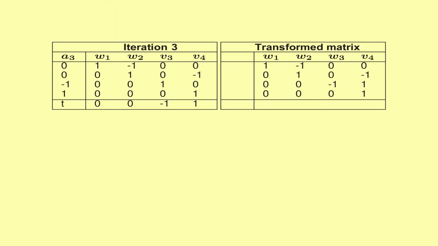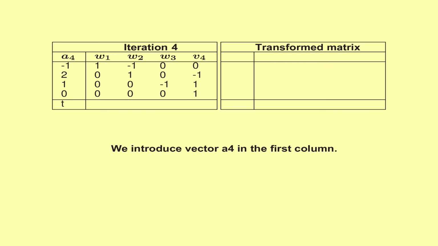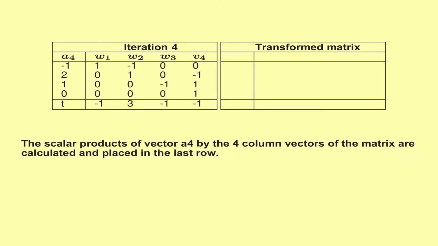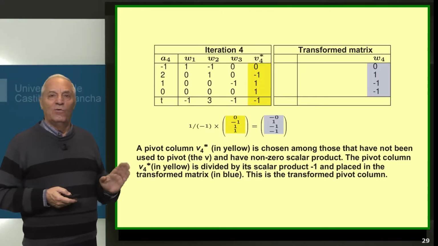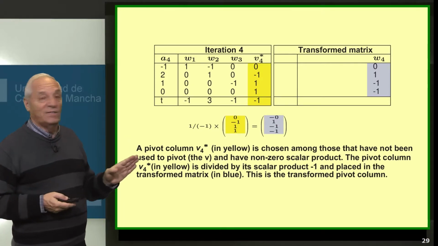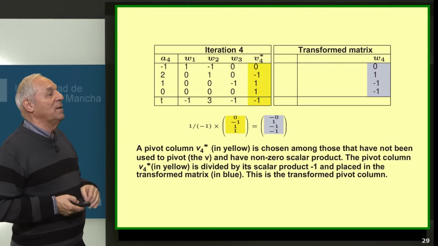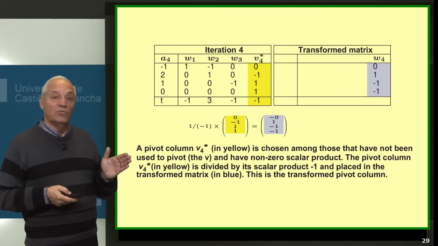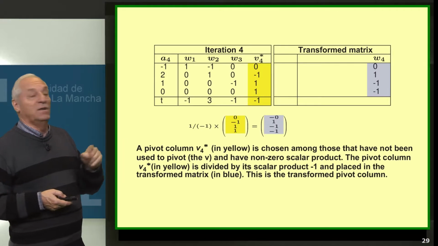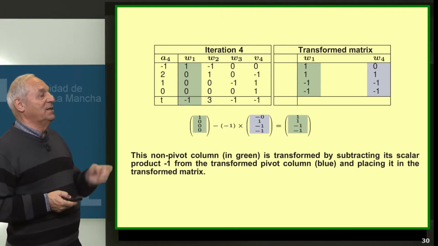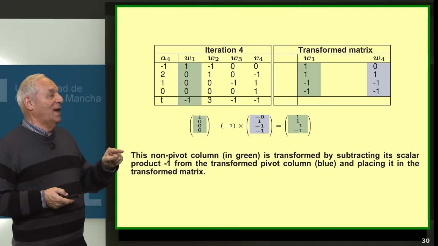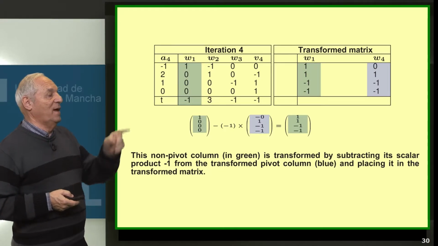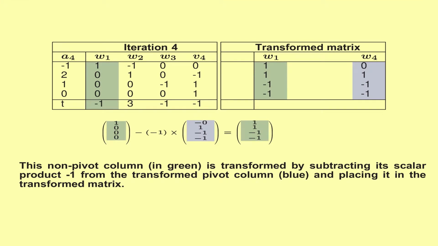Finally, we put the vector A4, and we calculate the scalar products. Here, you can only pivot with V4, because the others have already been used. Therefore, we choose it and the pivot column transforms dividing by its pivot value, that is, -1, that is, changing sign. The other columns are calculated as themselves minus their scalar product, which in this case is -1, times the transformed pivot column, and give that W1.